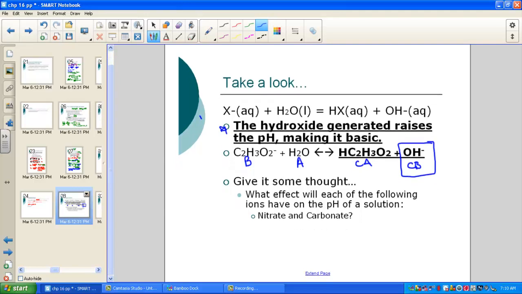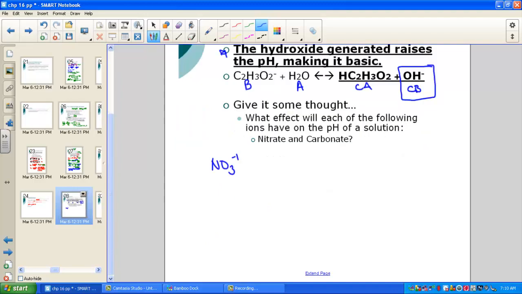Give it some thought. What effect will each of the following ions have on the pH of the solution? The nitrate ion, NO3 negative 1, is the polyatomic ion nitrate. And the carbonate ion, which is the polyatomic ion CO3, carries a negative 2. What effect will they have on the pH?